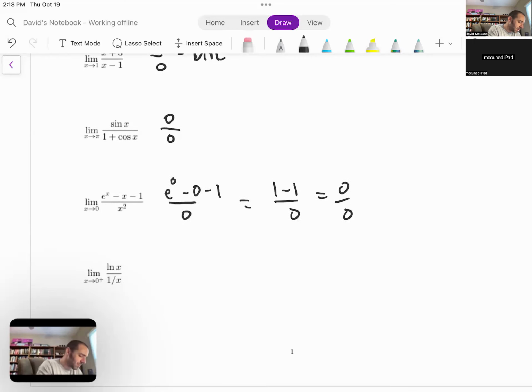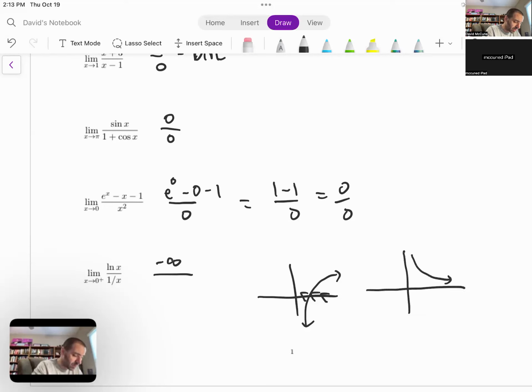Okay, one more. This one, you again have to remember what the graph of natural log looks like. Graph of natural log looks like this. As you approach 0 from the right, natural log dive bombs down to infinity. 1 over x, you have to remember what that looks like. So this is natural log of x. This is 1 over x. So as you march in from the right, the function blows up.